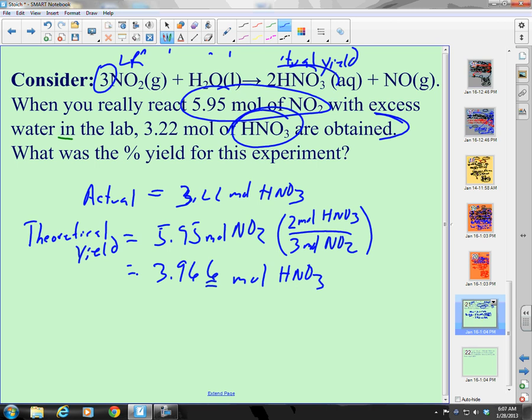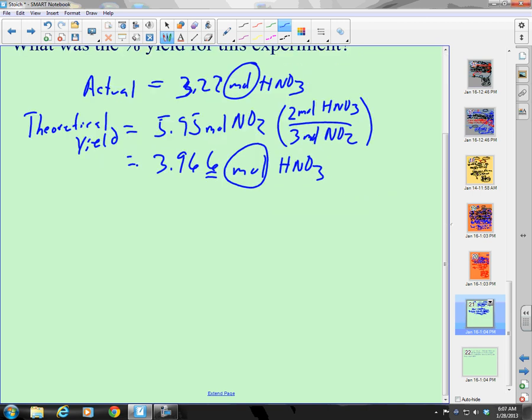So let's see if that makes sense. This is almost 6 divided by 3. Yeah, that works good. That's close enough. Okay, so my theoretical yield is 3.966. What was my actual yield? 3.22 moles. Are they both in moles? That's moles and that's moles. So it's important that everything's in the same units, right?